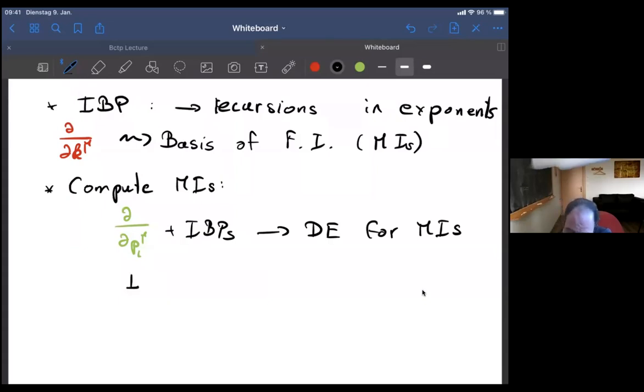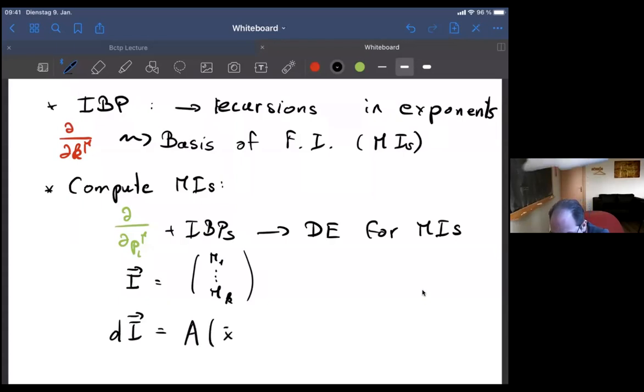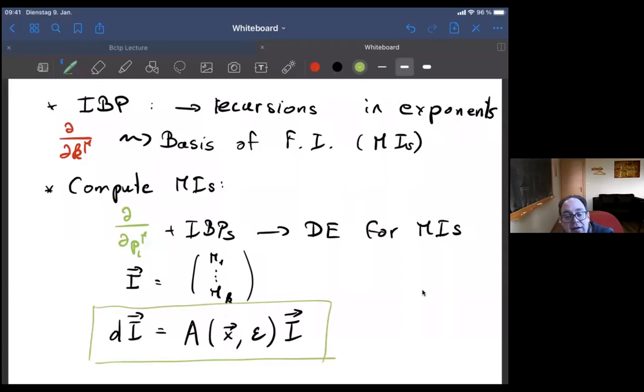So if I denote by I the vector of masters, so master integral 1 to master integral k, say we have k master integrals, then the total differential of I will be some matrix A, which will depend on some vector x, which is my kinematic quantities, the masses and the Mandelstam invariants, and we're working in dimensional regularization. So there's an epsilon times I. So that is the main idea. You can always find such a differential equation.